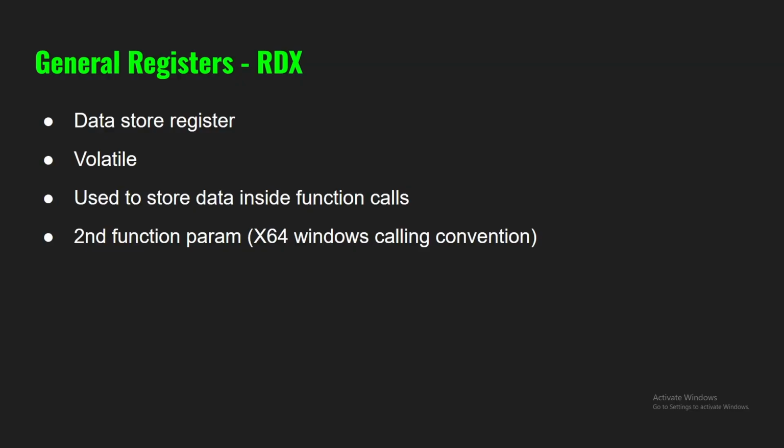Nothing more to report. The data store register RDX is volatile, so it will change across function calls, and it is used to store data inside function calls. It is the second function parameter based on the x64 Windows calling convention. So it is used when you call functions. Your second parameter will be put into RDX.